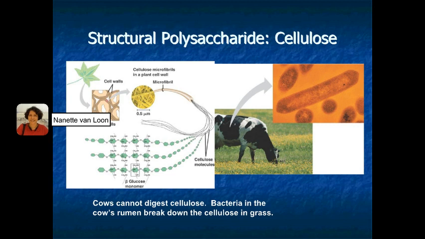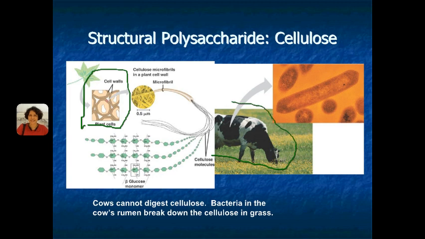Cellulose is a structural polysaccharide that is one of the major components of wood in plants, one of the major components of the cell walls in each plant cell. It is also present in softer plants like grass. So we see this cow here enjoying some nice grass.